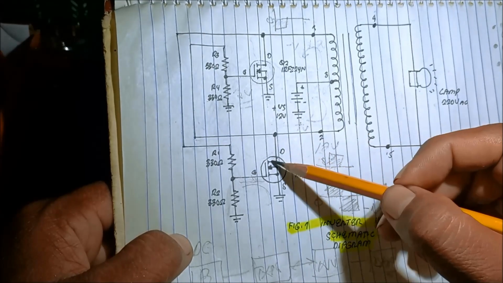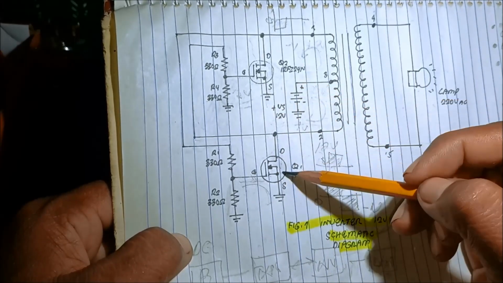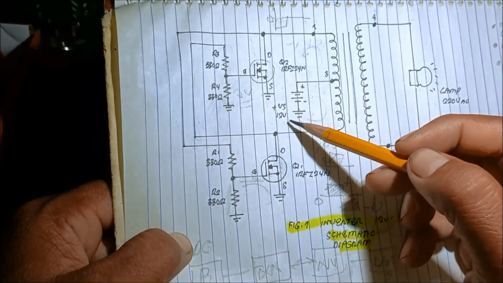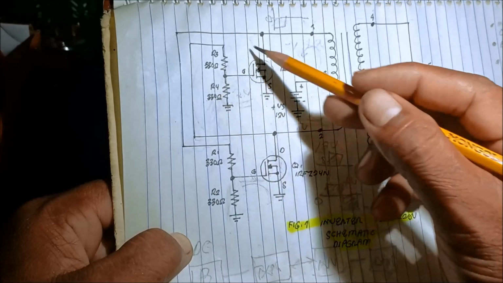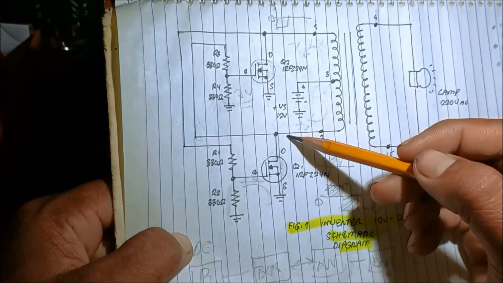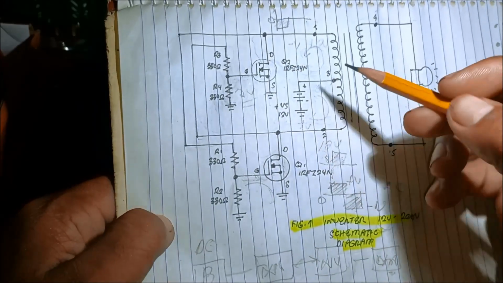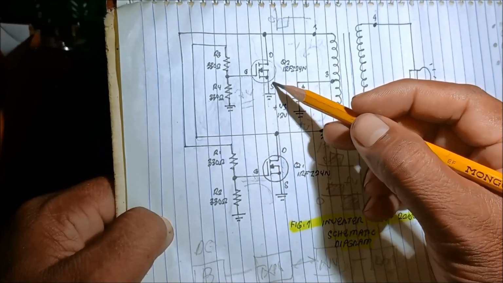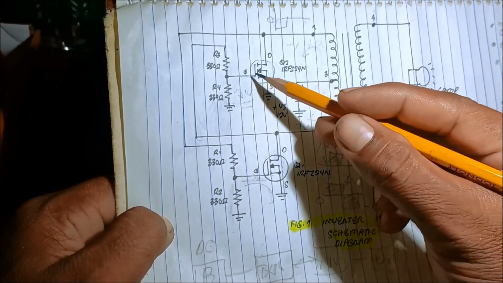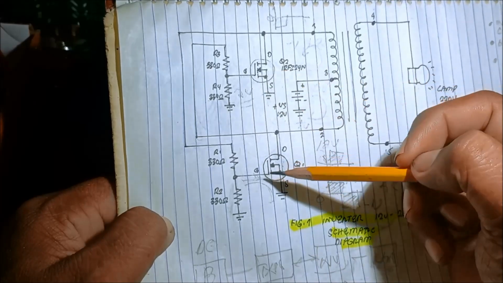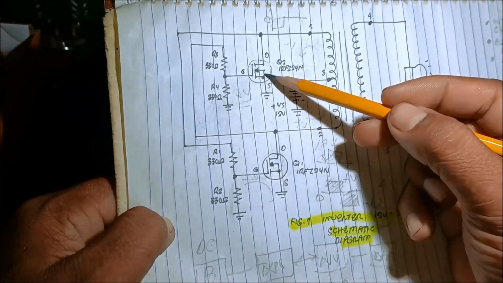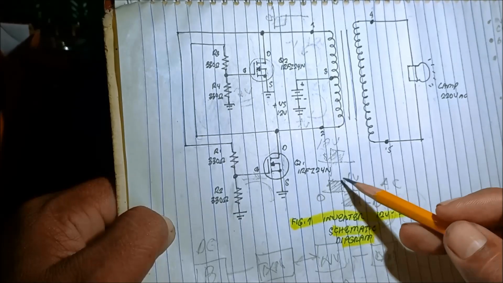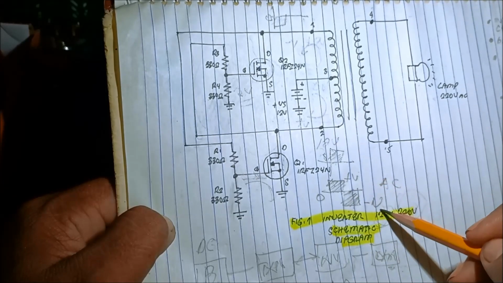So what's the purpose of the MOSFET? It serves as a switch. It will continuously oscillate, switching this MOSFET on and off. If this is on, this one is off. This is off, this one is on. So there is a creation of positive and negative voltage.